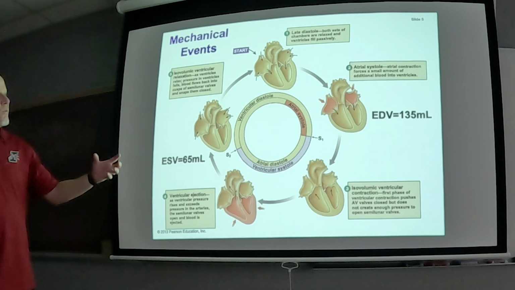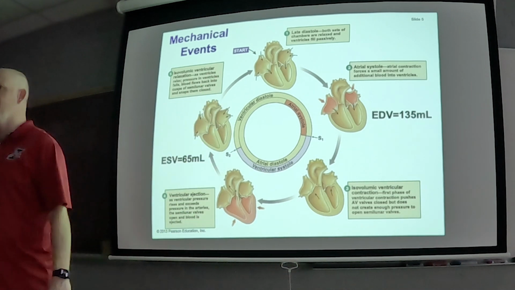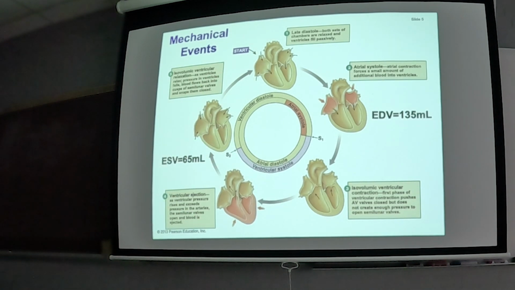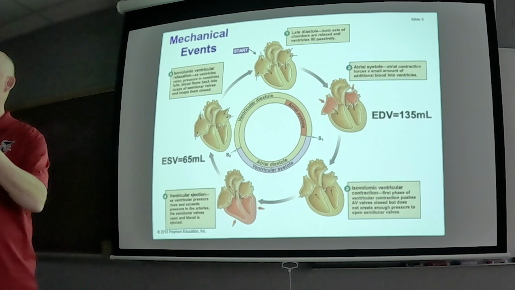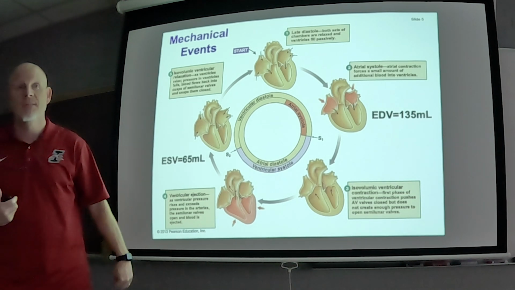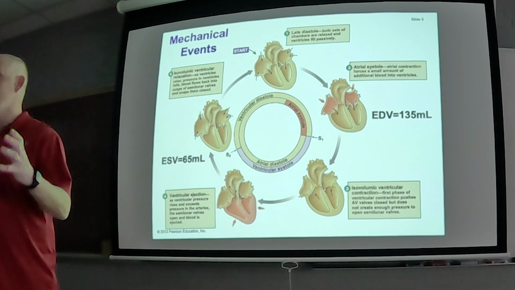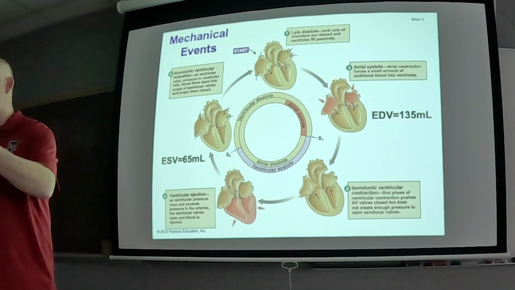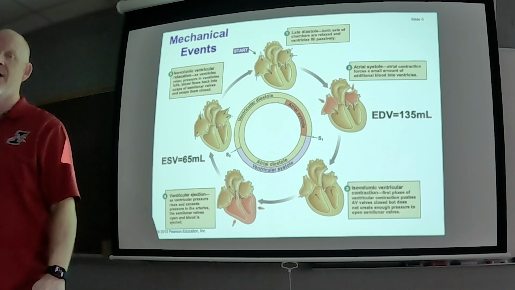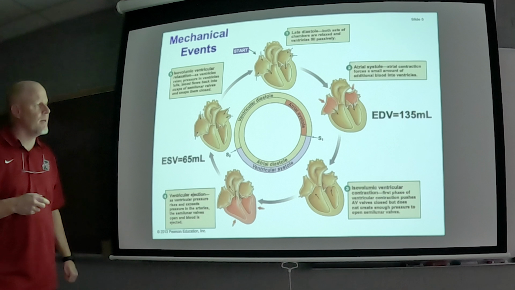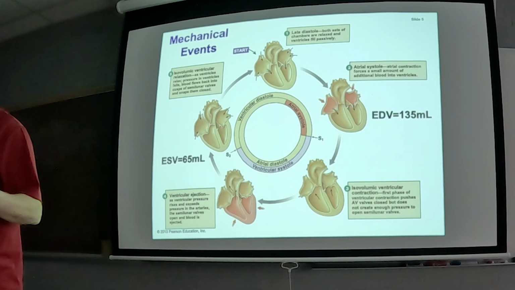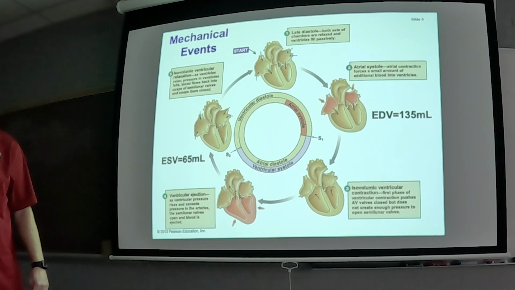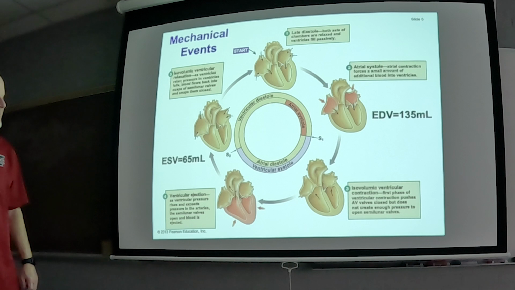So with each beat, we're ejecting a certain volume of blood, and we're going to give a name to that volume of blood. It's called stroke volume, because every stroke of the heart ejects a certain volume. Stroke volume is somewhere around 70 mils, so 70 to 80 mils of blood are ejected with each heartbeat.